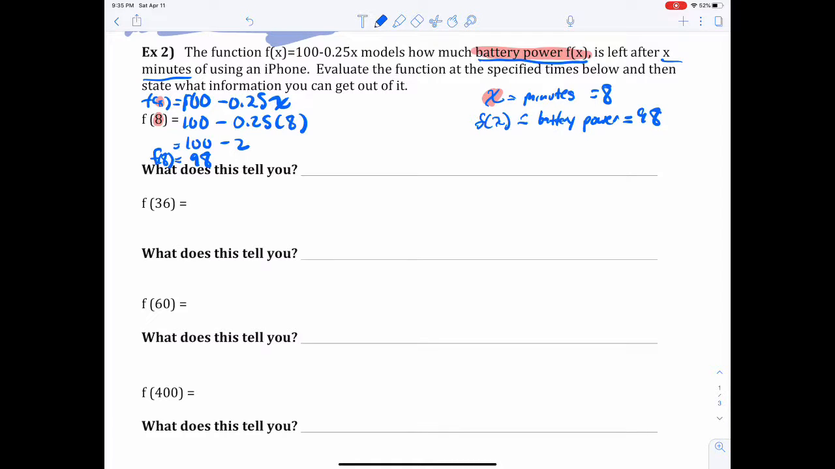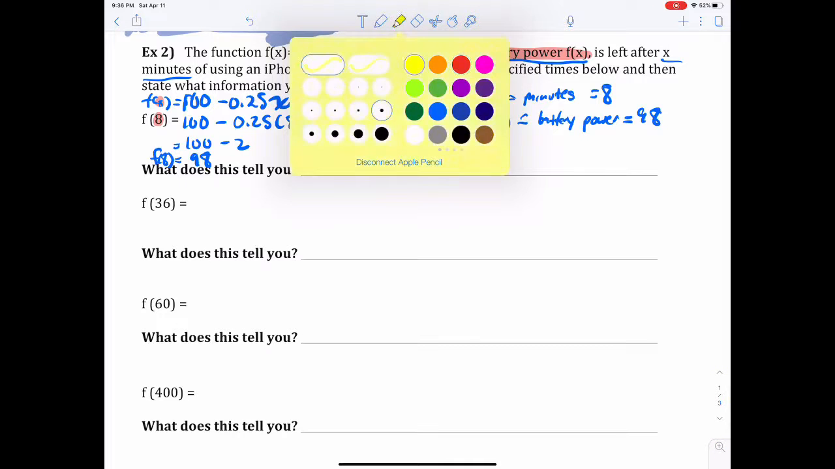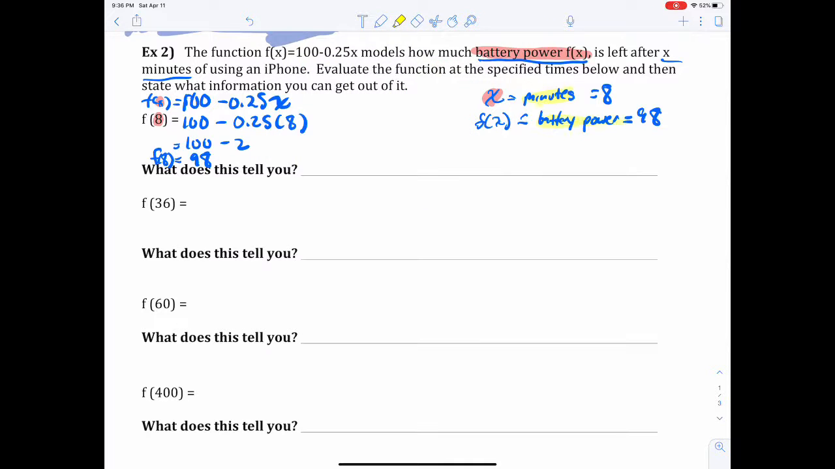The number that we got was 98. So if you put this information together, the minutes and the battery power, we can say what this information is. After 8 minutes of using your iPhone, your phone has 98% battery. That's the information we get from that function.